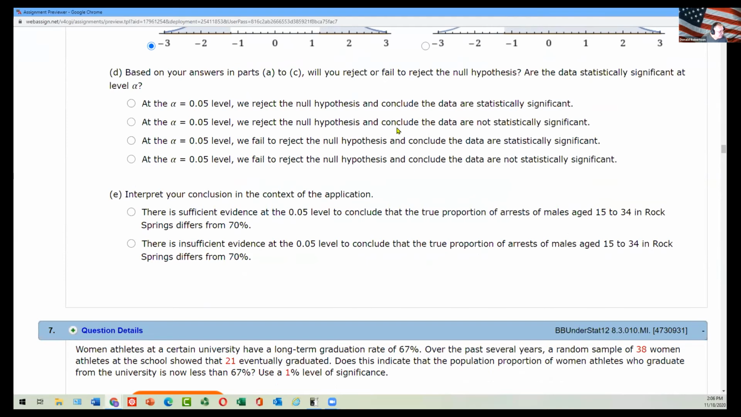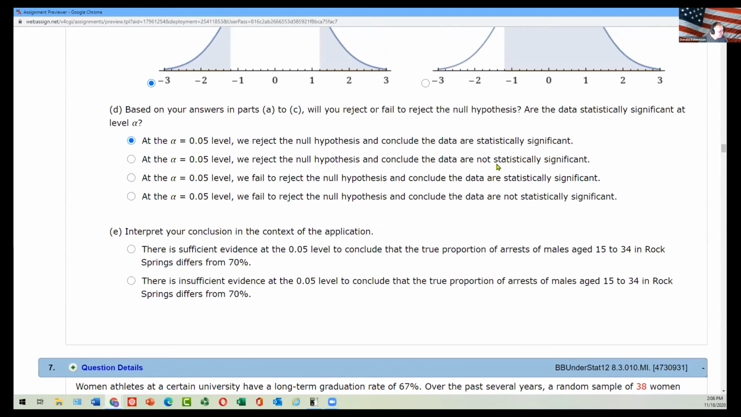Do you recognize these two as the same two that you seem to have in every question you've ever seen in the last week? So we are looking for it being statistically significant, and we reject the null hypothesis. Or it's not statistically significant and we fail to reject it. Well, is 0.231 less than 0.05? No. So not statistically significant, and fail to reject. So it's that one. And not significant, there we go.